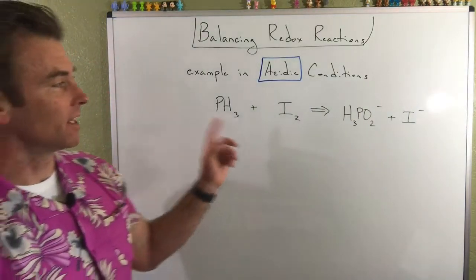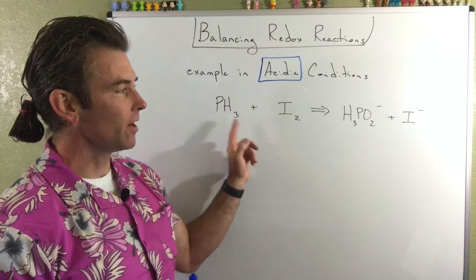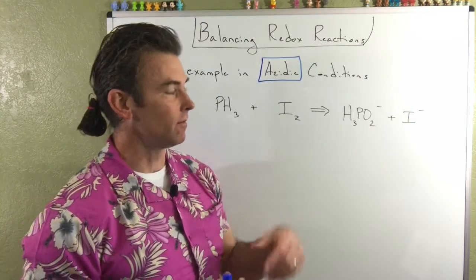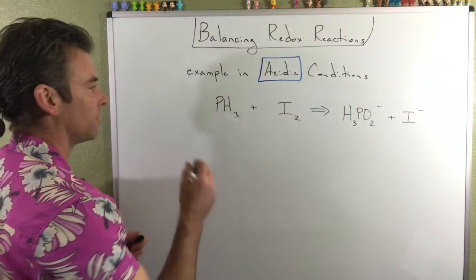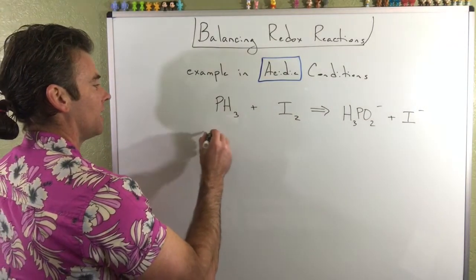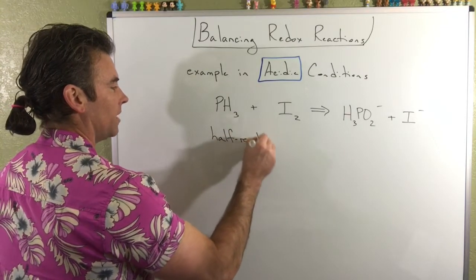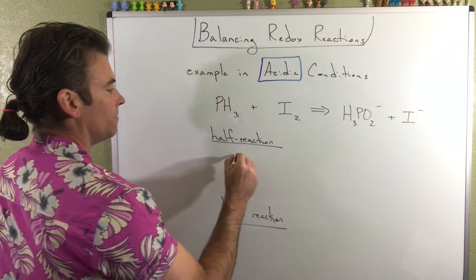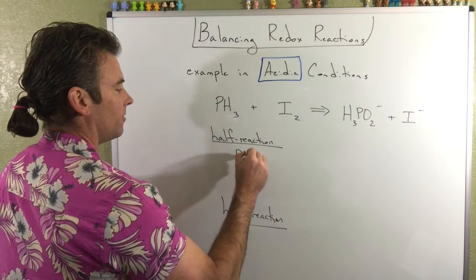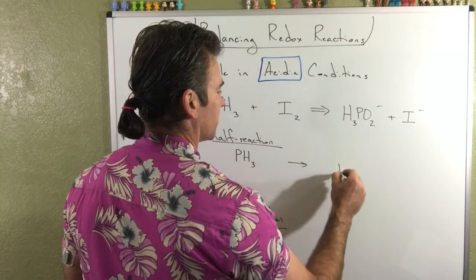So obviously, I have some sort of half reaction that involves phosphorus and another half reaction that involves iodine. So the very first step is we're going to split this into two different half reactions, and I'll hopefully do it in such a way that we can still read it on the video pretty easily. And so the first thing I'll do is very simply write out the half reaction as it must occur.